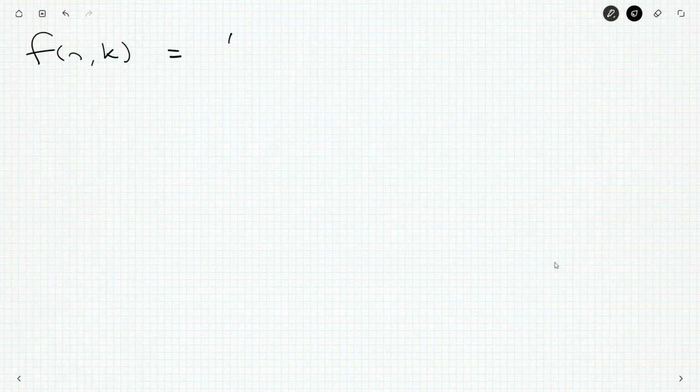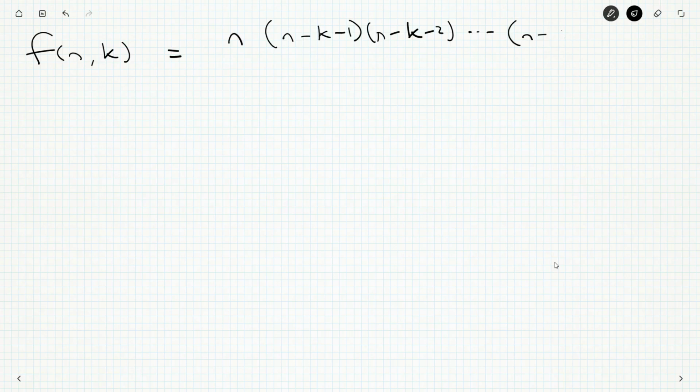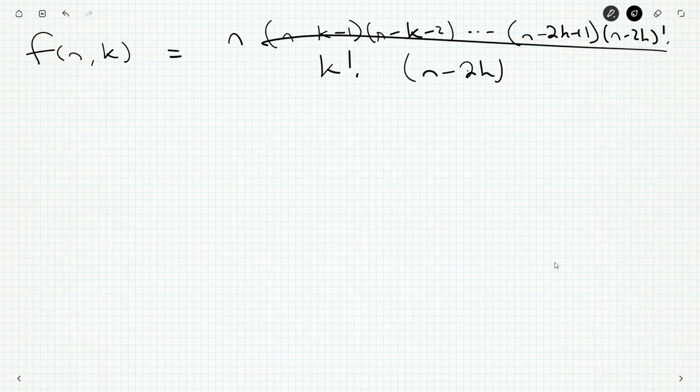Fnk is going to be... n sort of stays where it is, but then we do n minus k minus 1, n minus k minus 2, now n minus k minus 2k plus 1, and then it'll cancel out with the bottom. N minus 2k factorial. Oh dear. And then k factorial, n minus 2k factorial, and now that cancels. And so I guess I've got n minus k minus 1, which is a bit of an odd jump.